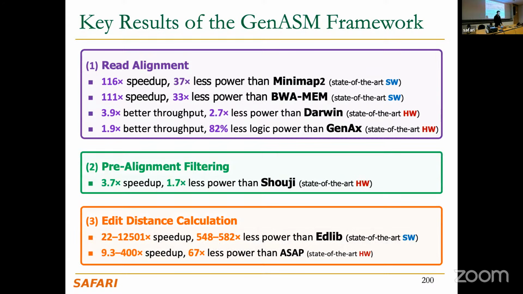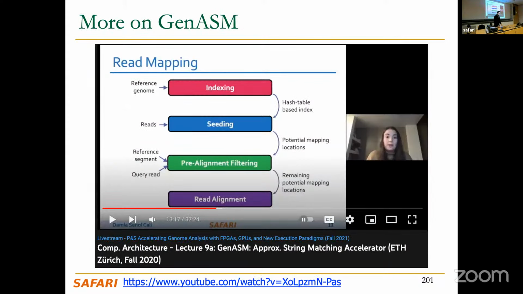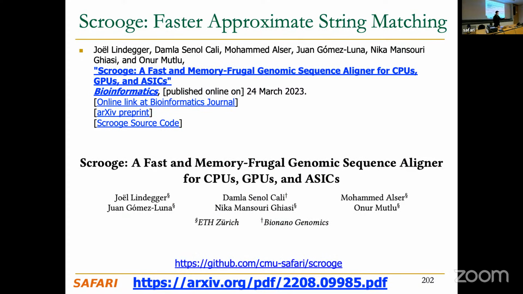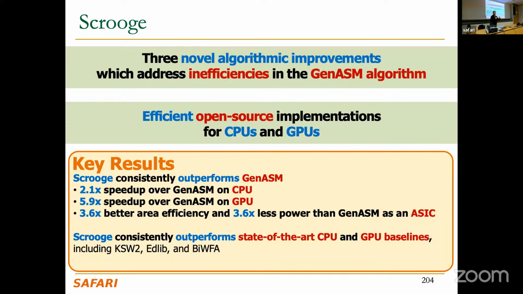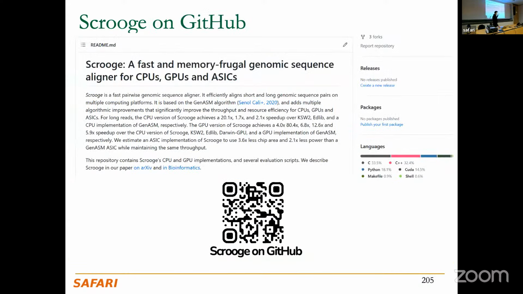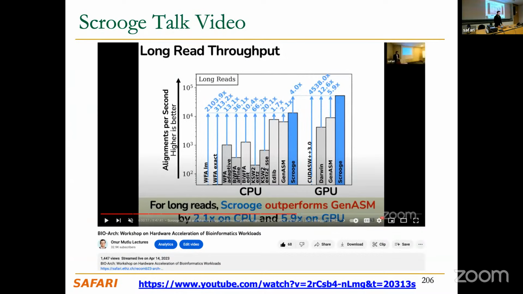So I'm not going to go into too much detail on GenASM, but if you're interested in this, you can check this talk. Scrooge is a follow-up work on GenASM. This means that we don't stop when we publish a paper, we still look at ways that we can improve it, and Scrooge is a good example of it. It improves the algorithm even further to achieve improvements on its CPU implementation and also in implementations on other architectures. So you can read this paper or watch the talk if you are interested in learning this.